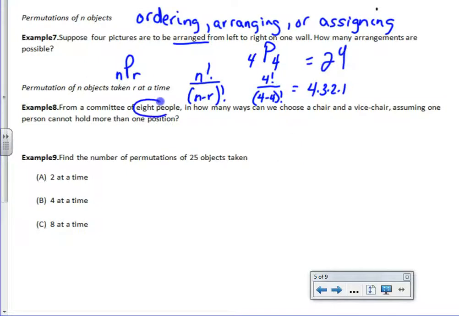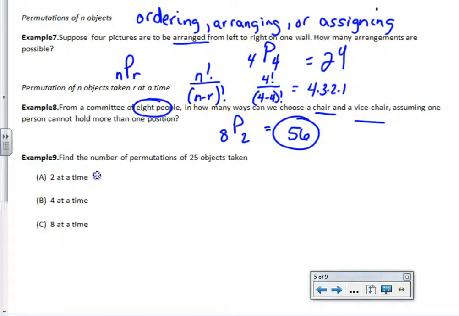We have 8 people on a committee, and we're going to have to choose a chair and a vice chair, and no one can hold the same position. So out of my 8 people, I am assigning 2 different roles to 2 different people. So 8 permutations of 2. Again, you can use this formula if you'd like. It's not that bad, but I'm just going to type it in my calculator. And I'm going to get a 56.